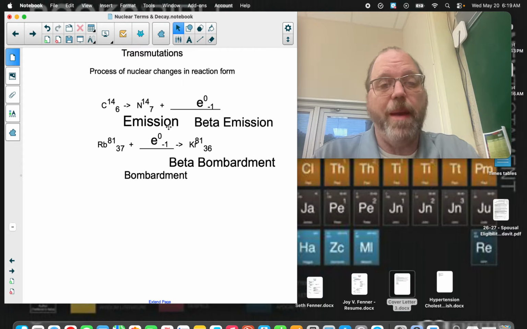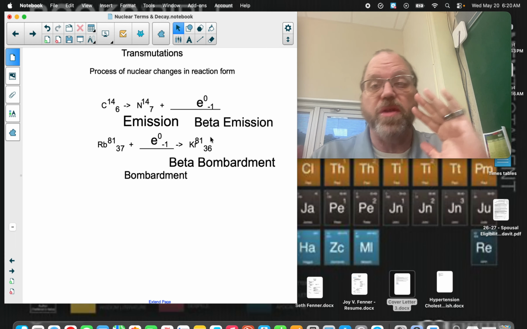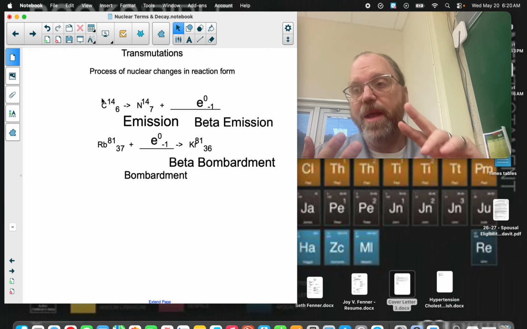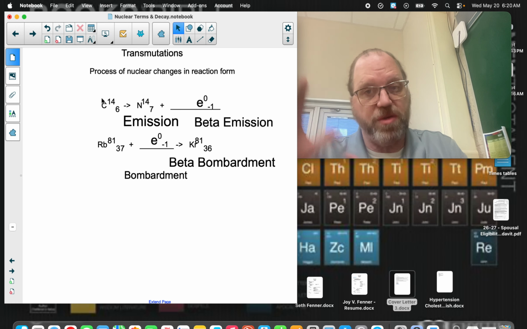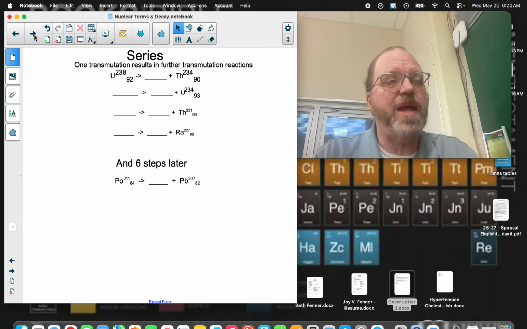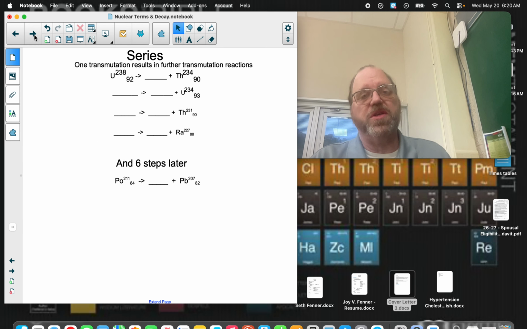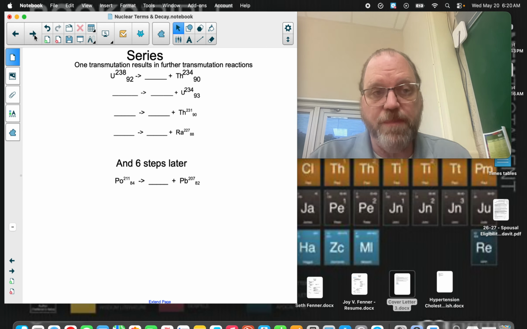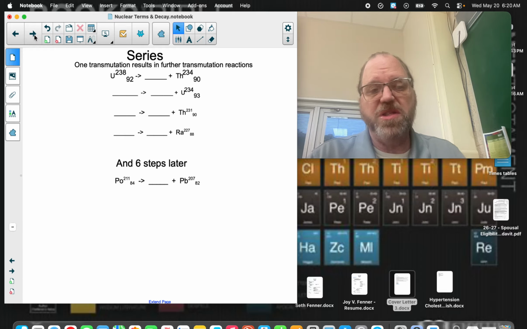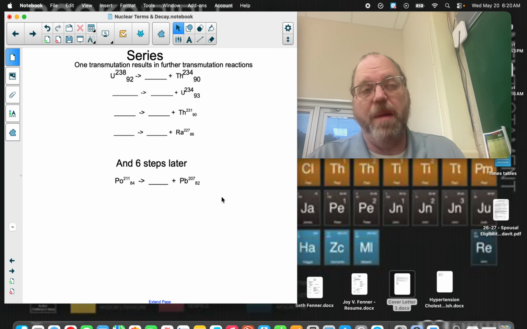But this is going to be a beta bombardment, as opposed to the first one, which was a beta emission. We're going to do these using those particles: alpha, beta, neutron, proton, positron. We're not going to see gamma because gamma is just released as pure energy. So let's try what's called a series, where one transmutation results in further transmutations. And you'll see down there, eventually most of them end up at lead.